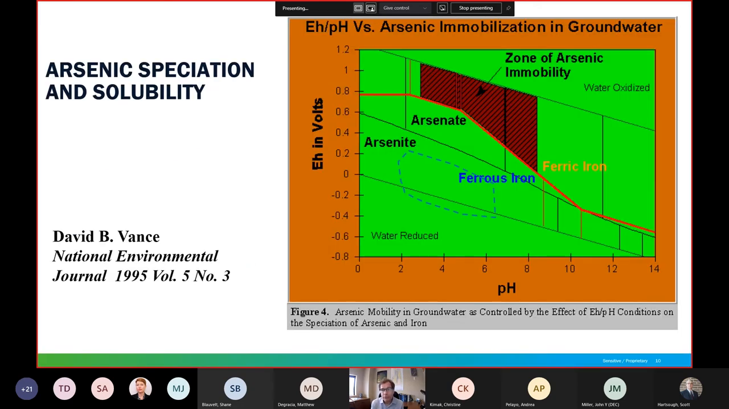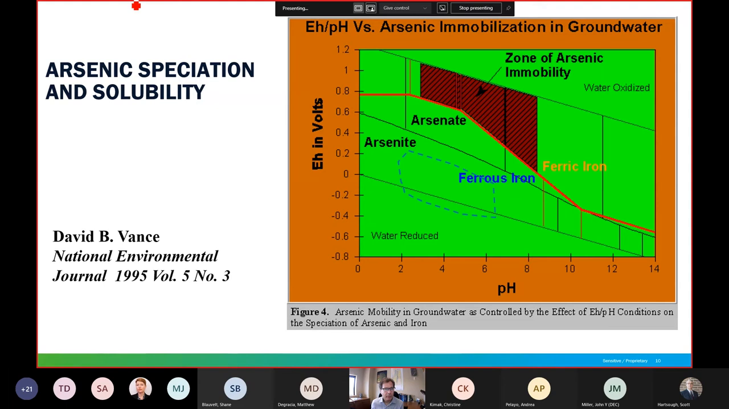So some general chemistry about arsenic that I would like to introduce here to help everyone understand why it's so specific and why we're looking at a very innovative type of approach for arsenic treatment beyond what may traditionally have been done.